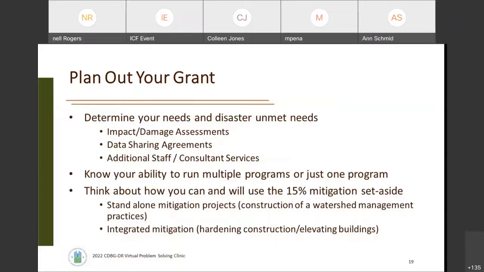Think about the number of programs that you'll want to run. Some disasters, depending on their funding level, will have enough funding to support multiple programs where you can address a variety of housing needs or infrastructure programs, but others may expend all of their CDBG-DR in just 1 or 2 programs. You'll need to think about how you'll use that 15% mitigation set aside. It could be standalone projects, such as the construction of watershed management practices to hold water from inundating and causing flooding. Or it could be integrated mitigation into the construction of new facilities or new housing, such as hardening construction or elevating buildings.